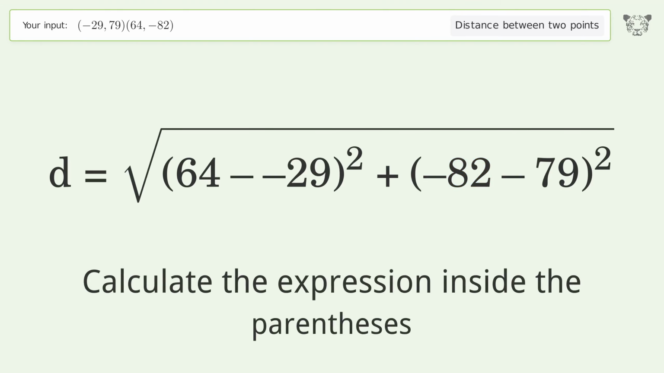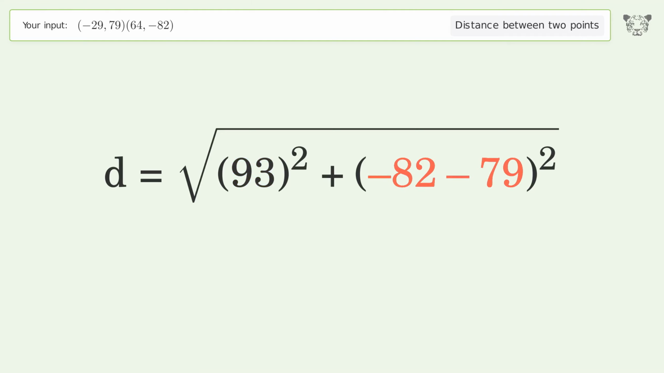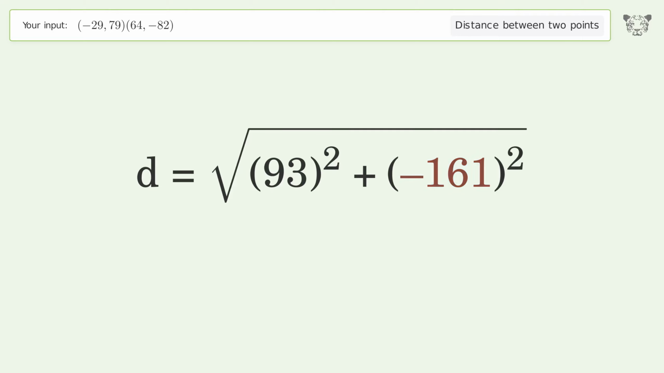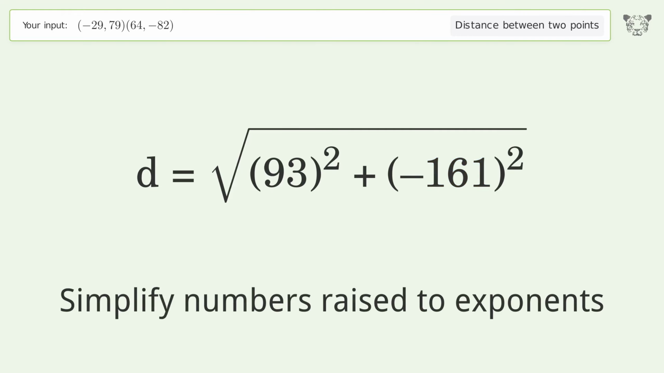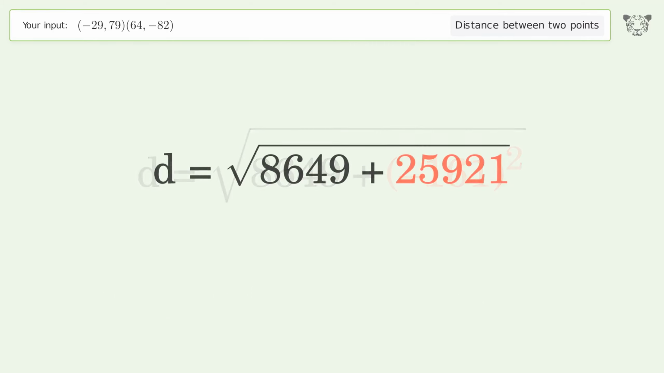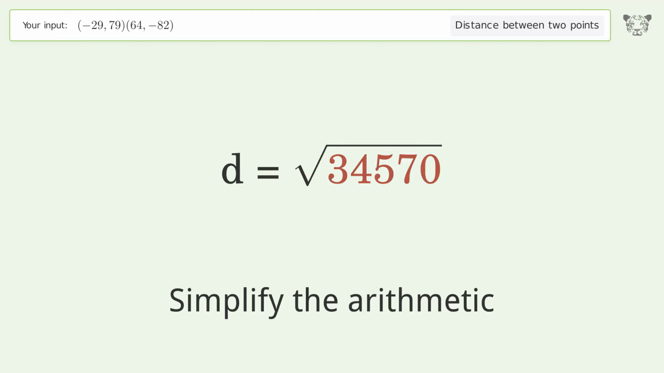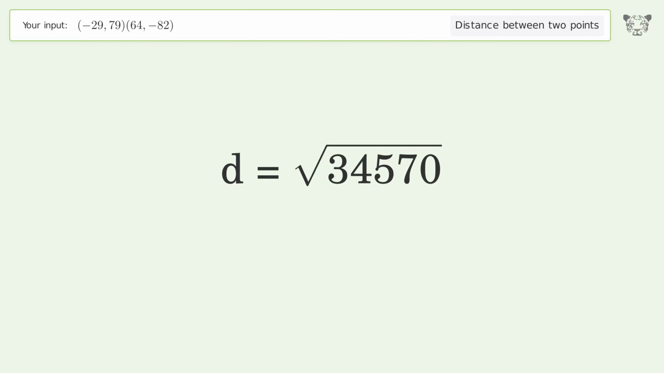Calculate the expression inside the parentheses. Simplify numbers raised to exponents. Simplify the arithmetic. And so the distance between the 2 points is the square root of 34,570, or 185.93.